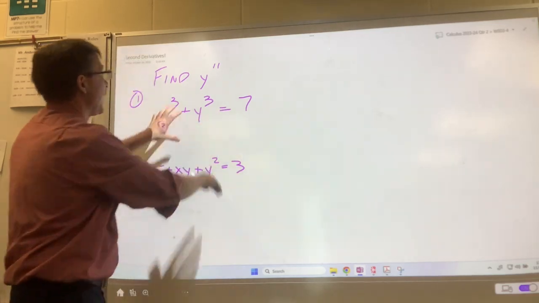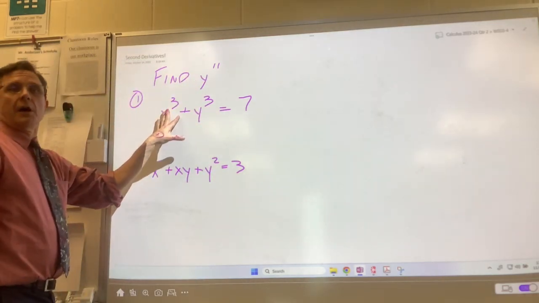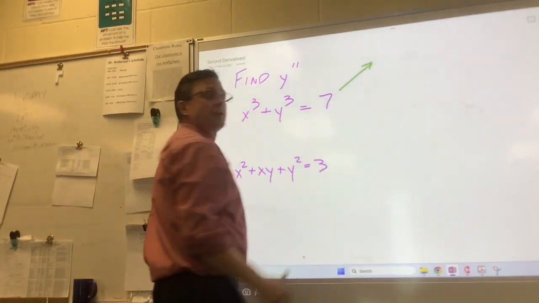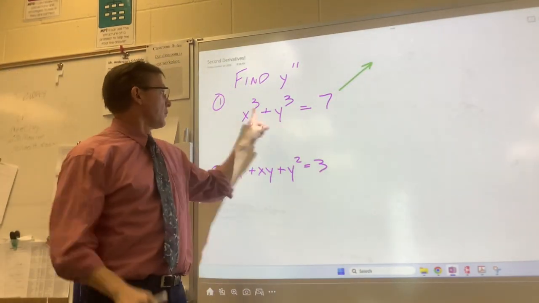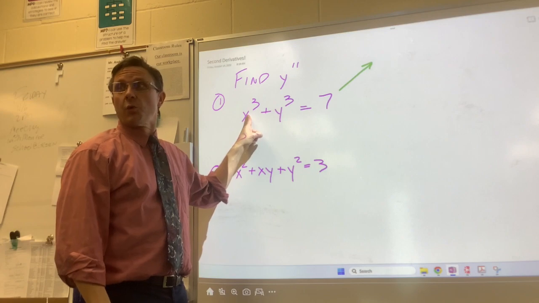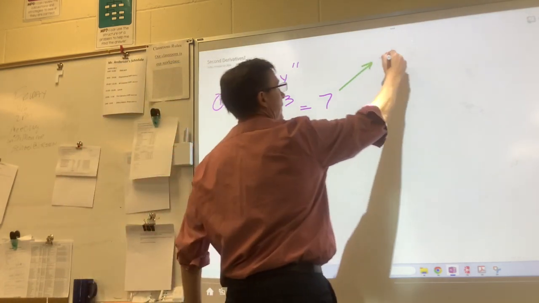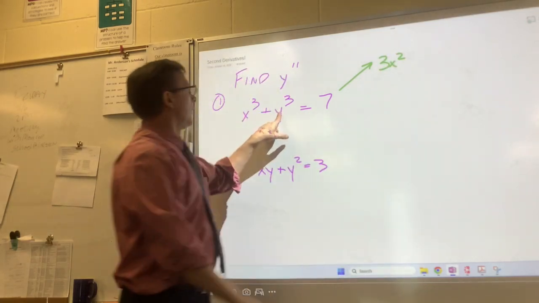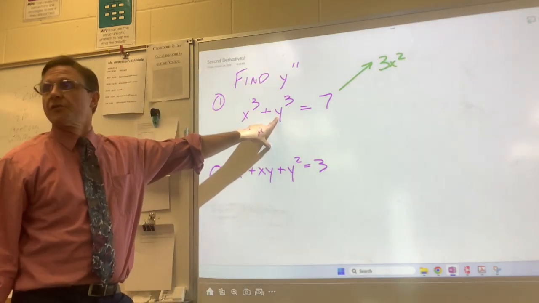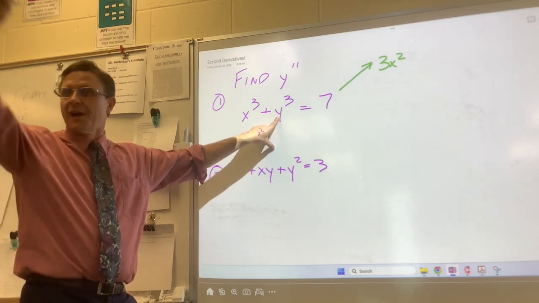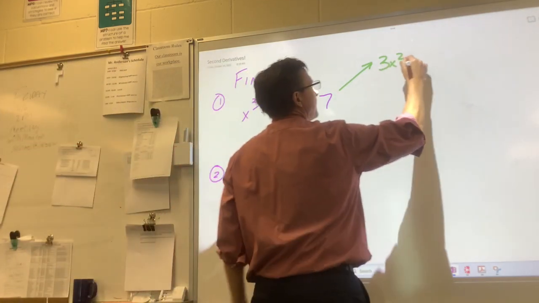Right, so we're going to do the first and second derivative. Let's get the first to do the second. Everybody, I am going to use the shortcut, right? The derivative of x cubed is 3x squared dx, but we're going to divide by dx immediately and just write 3x squared. The derivative of y cubed is 3y squared dy, but we're going to divide by dx. dy/dx is y prime.